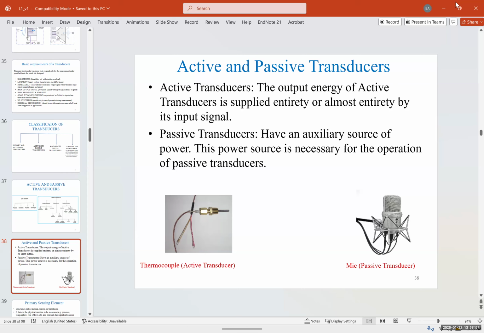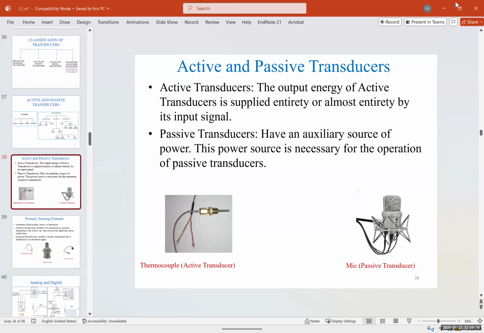These examples, like the microphone, some microphones are passive. We have also active microphones, the ones that use the piezoelectric. But this is an example of a microphone of this type, which is a passive transducer. And then we have the thermocouple, which is an active transducer.